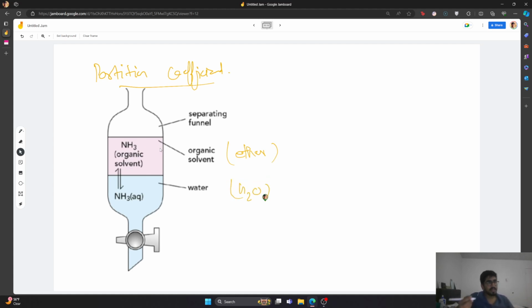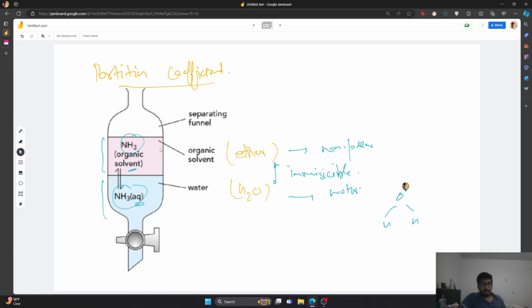These are two solvents, and they are what we call immiscible, which means they don't dissolve with each other, like oil and water. Inside this you have NH3, which is dissolved. NH3 can get dissolved a little bit in water and a little bit in the organic solvent, depending. Organic solvents usually are non-polar, and water, as you know from the last chapter, is polar, bent, with delta minus and delta plus.